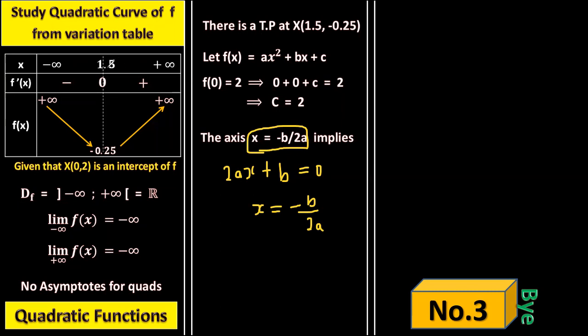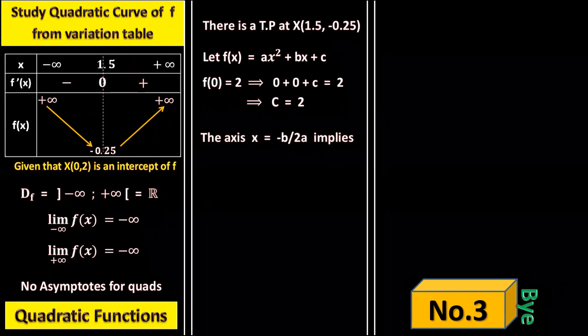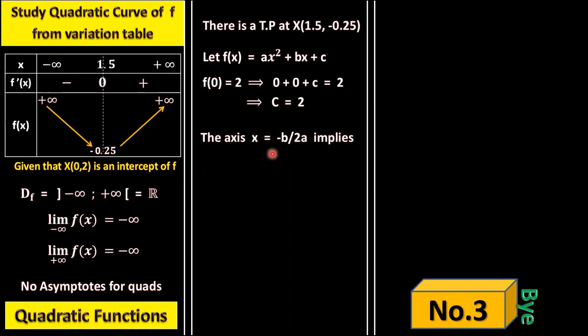And this axis of symmetry, we can see clearly from the domain of definition or from the variation table, is 1.5. So x equals negative b on 2a is equal to 1.5. This implies negative b on 2a is equal to 1.5, and from here, b will be equal to negative 3a, because 2 times 1.5 is 3, times a, 3a. Now, this negative can move to the right-hand side, so we have b equal to minus 3a.